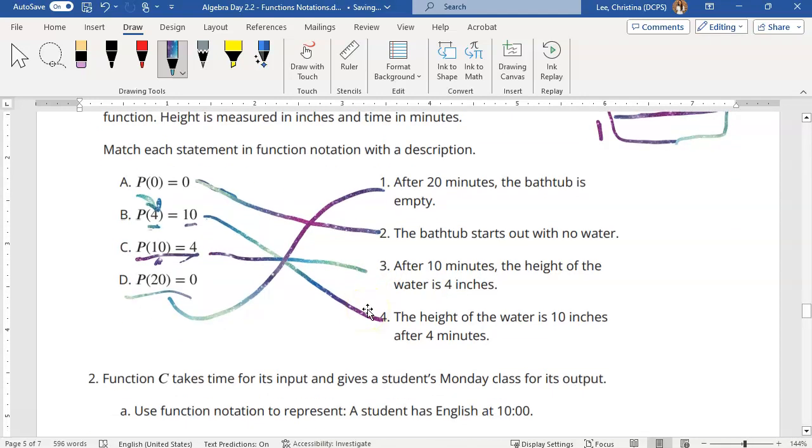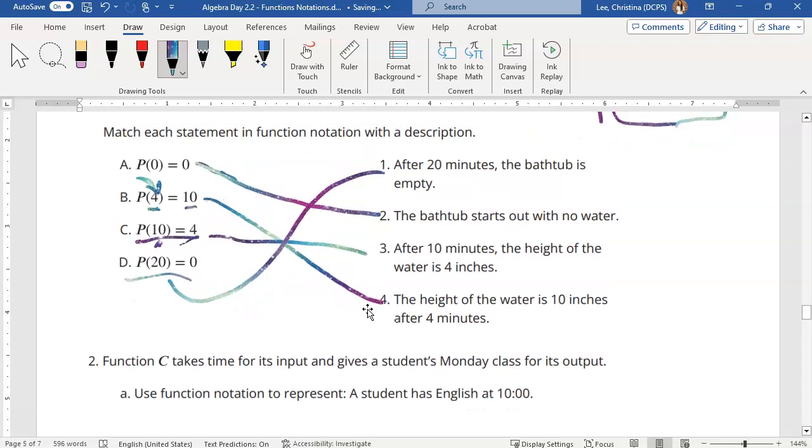Okay? All right. So again, the key point there is that this is a function of time, which means that the parentheses that's going into our function notation is telling us how long the water has been running or how long time has passed. And then that is equaling our water height, all right, in inches.